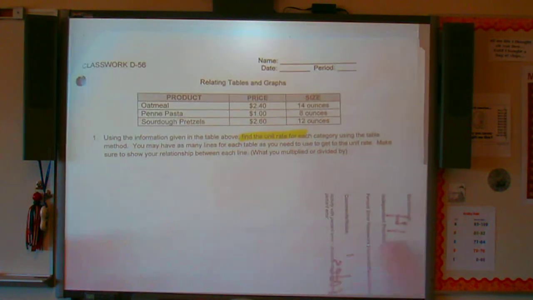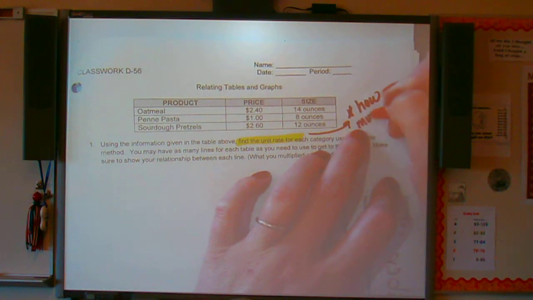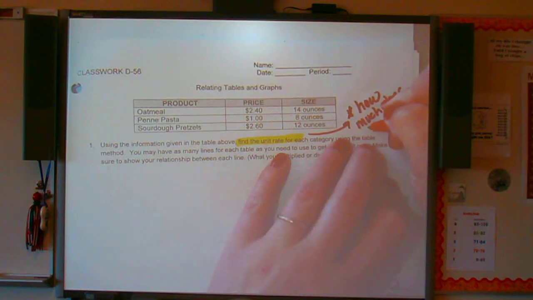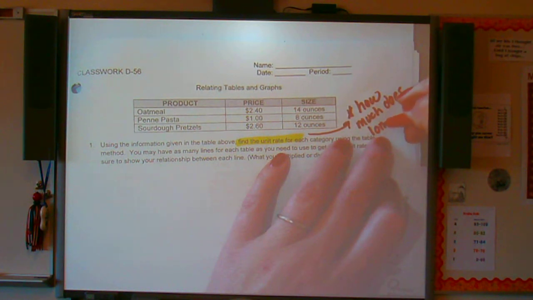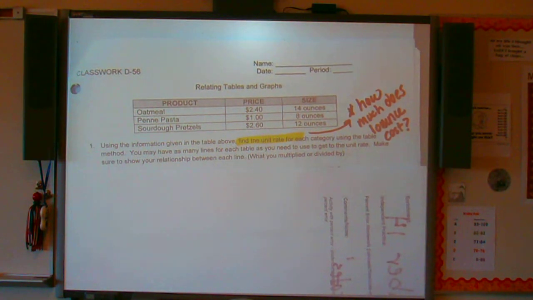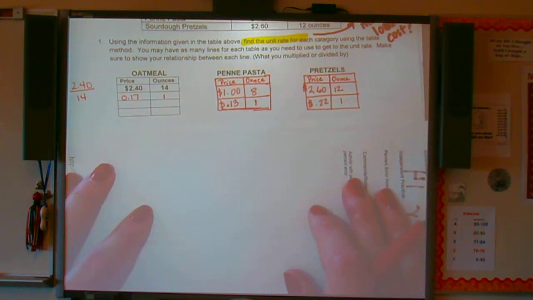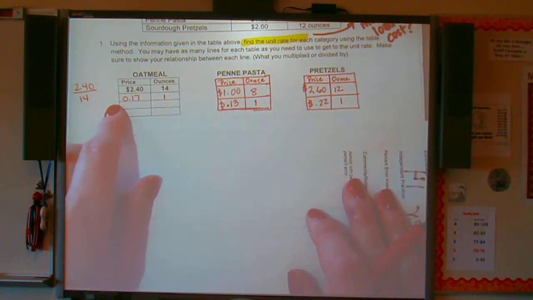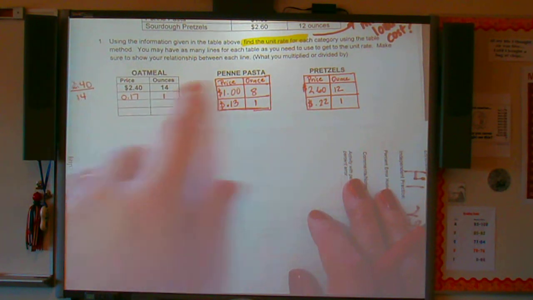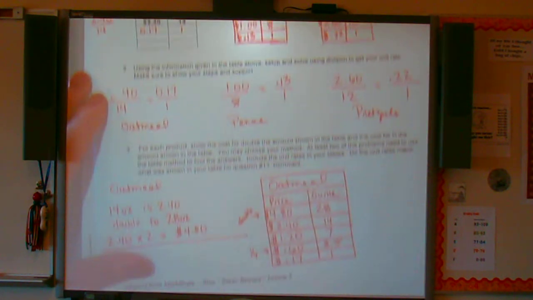That means we want to know how much does just 1 ounce cost. So for the oatmeal, the penne pasta, and the pretzels, we want to know how much does 1 ounce cost. On the worksheet that you're going to be getting, or that you already have, we made data tables that showed the price for 1 ounce for the oatmeal, the penne, and the pretzels. But I'm going to skip down to the second one where it says to show your work.